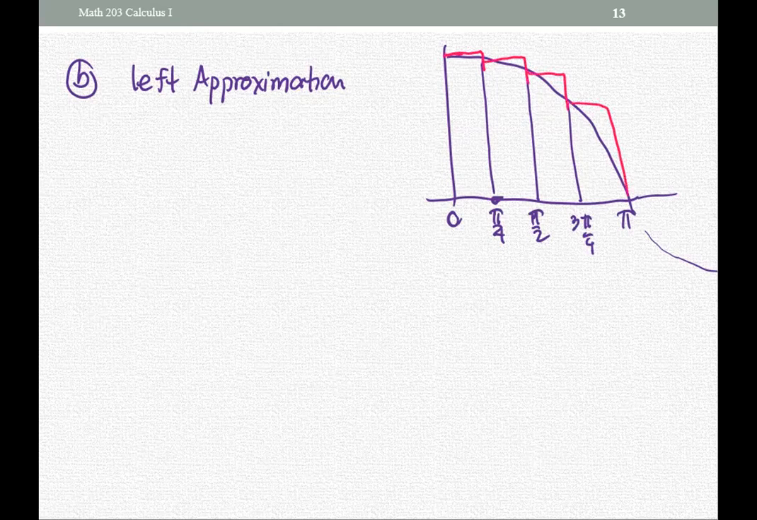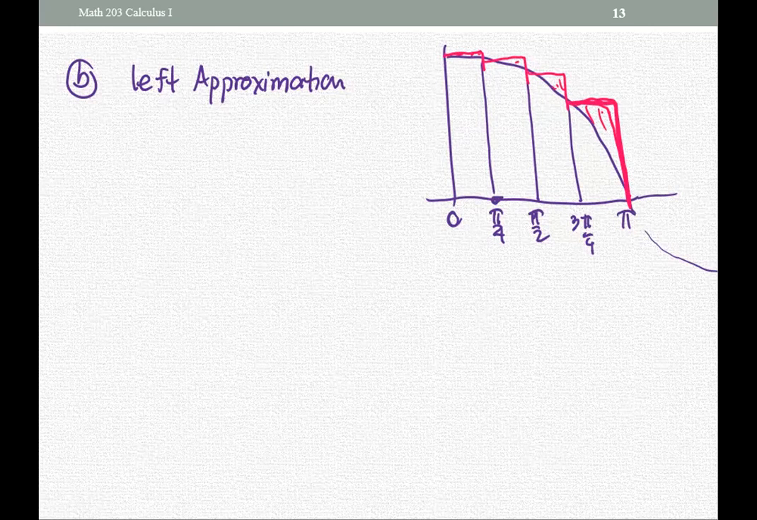You see this is an example of a decreasing function. So using the left endpoint is going to give you an overestimation. You gain area in every single rectangle, and the extra area here is pretty much the error of approximation.